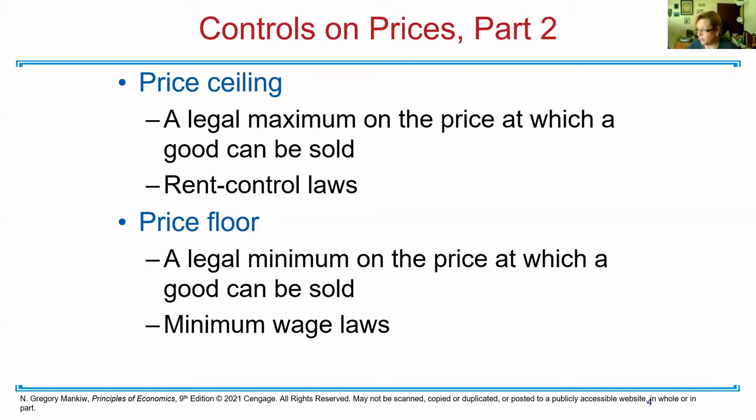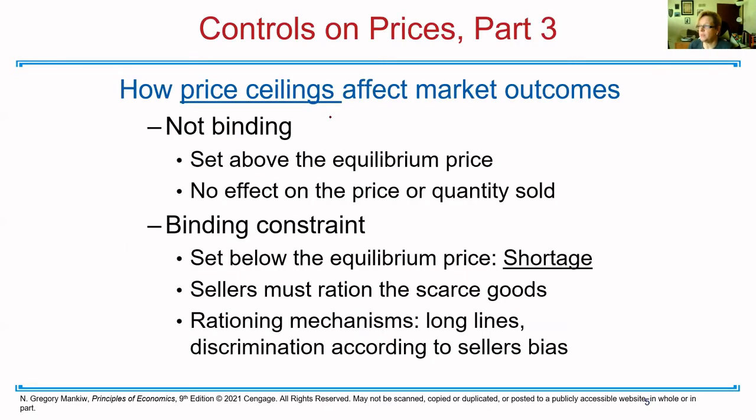A good example of a price ceiling would be rent control laws. So that is an example. And this is a legal limit on the price at which goods can be sold, okay? So the first thing we want to talk about is the idea of binding versus non-binding. Something is non-binding if it does not inhibit the price. Okay, so we're going to look at that in just a moment, but no effect on the price or quantity sold. If it's binding, then what happens is the inequity becomes a shortage.